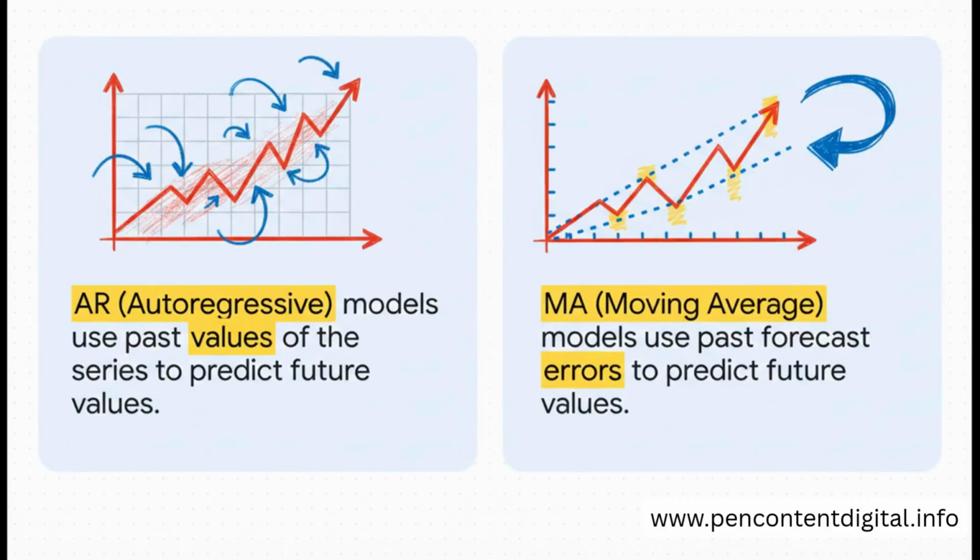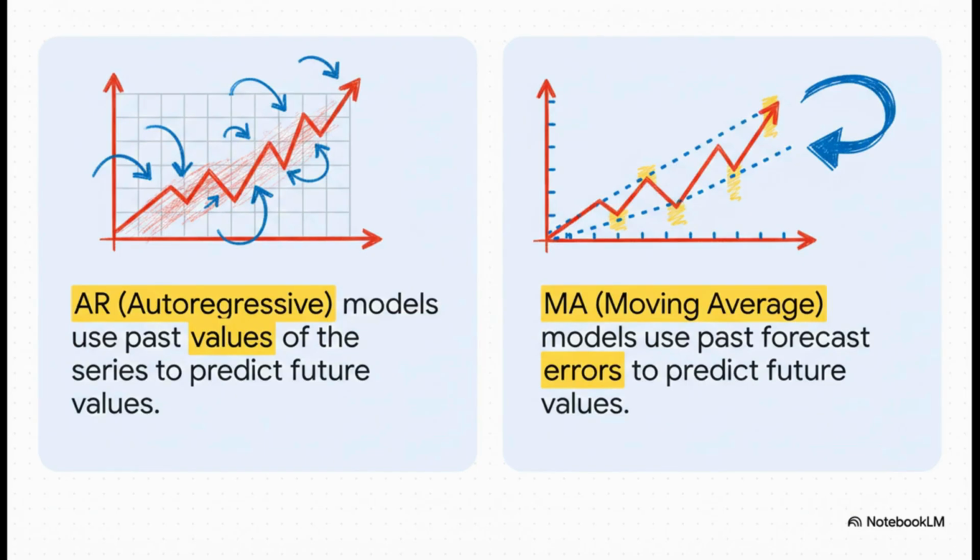Now let's talk about two of the fundamental building blocks for these models. On the left, you have autoregressive models, or AR. These basically use past values of your data to predict what's coming next. On the right, you have moving average models, or MA. These are a little different. They use past forecast errors. In other words, the model literally learns from its previous mistakes to make better predictions down the line.